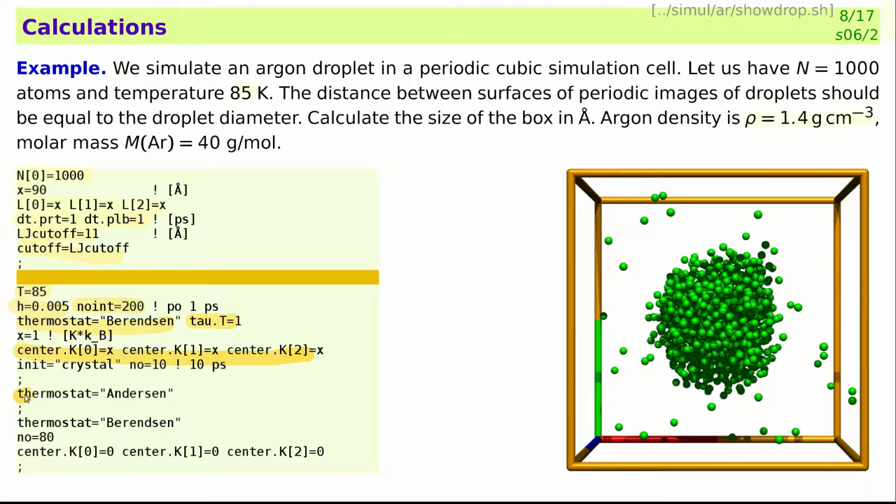The first part was run using the Berendsen thermostat, then it is switched to the Andersen thermostat because it gets the gas better, and then back again with a zero central force, so we have a free droplet.